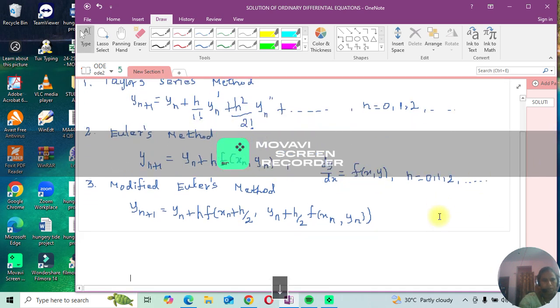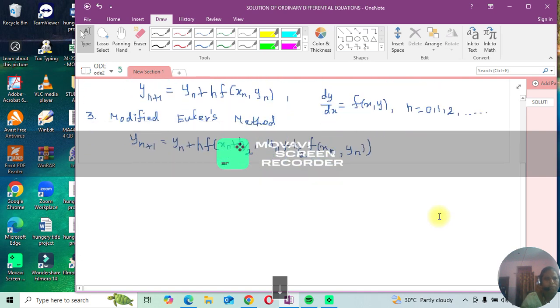And now the next one is the Runge-Kutta method of fourth order. Usually we have first order, second order, third order and fourth order, and if nothing is specified in the question, we follow the fourth order Runge-Kutta method. In short we call it the RK method. So, the fourth order RK method.